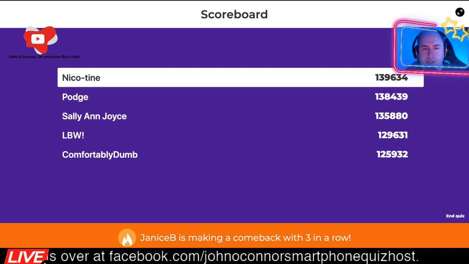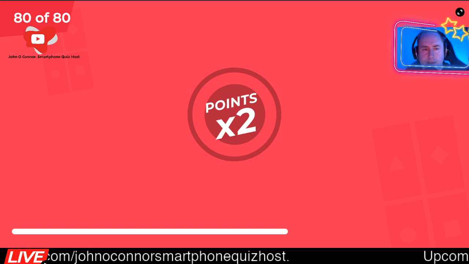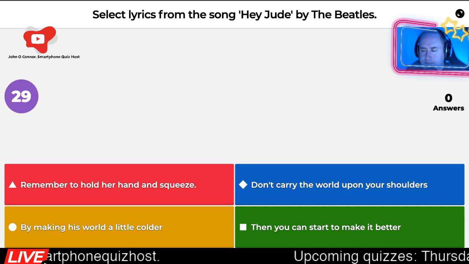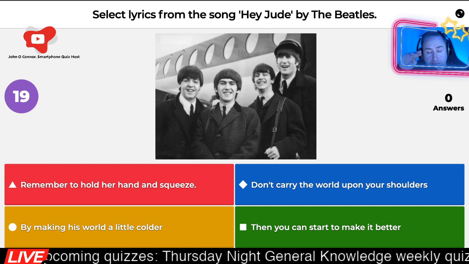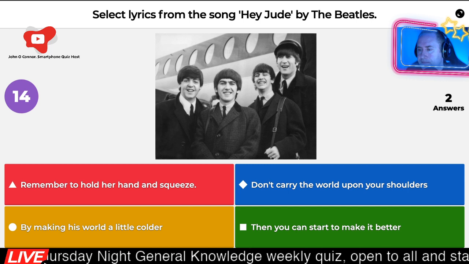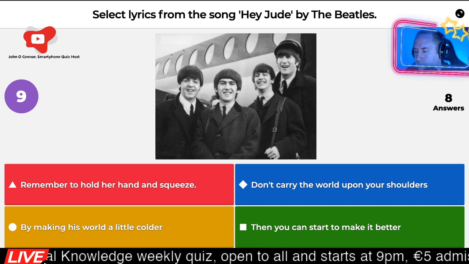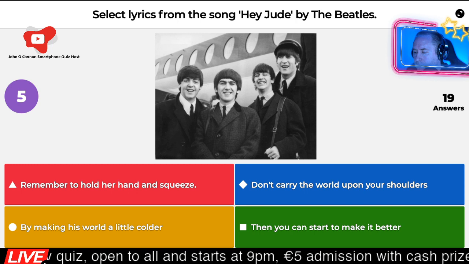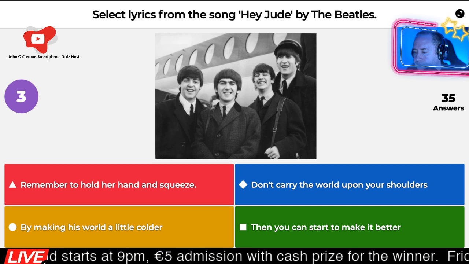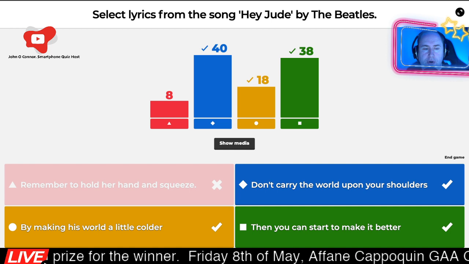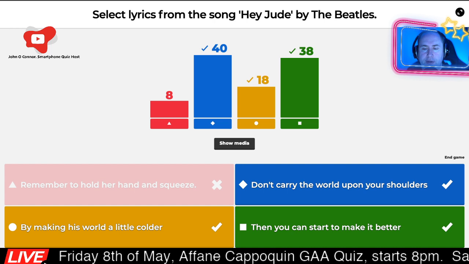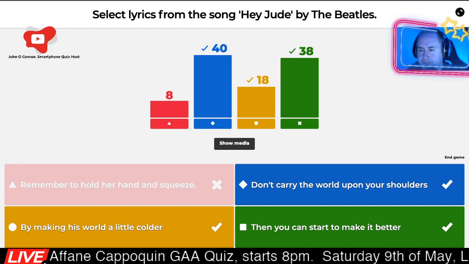Multi-select again. There might be more than one correct answer. Select lyrics from the song Hey Jude by the Beatles. Make sure you hit submit to send the answers to me. Okay, so those are the answers. The only one you shouldn't have selected is Remember to Hold Her Hand and Squeeze. That is not a lyric in the song Hey Jude. If you've selected that among the other ones, then no points for you. Okay, so that is 80 questions.